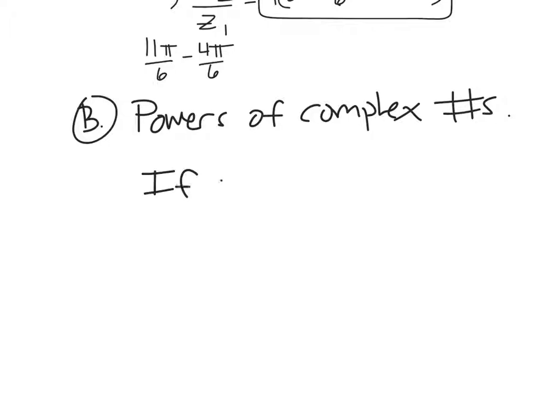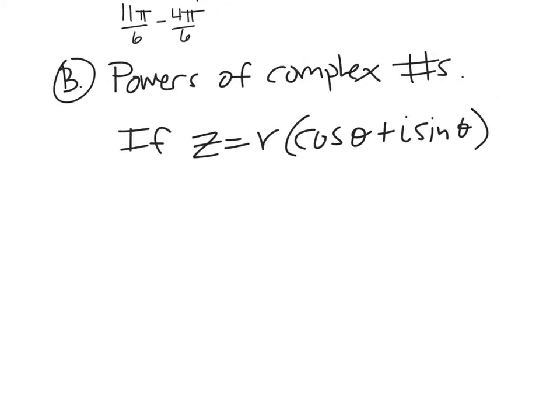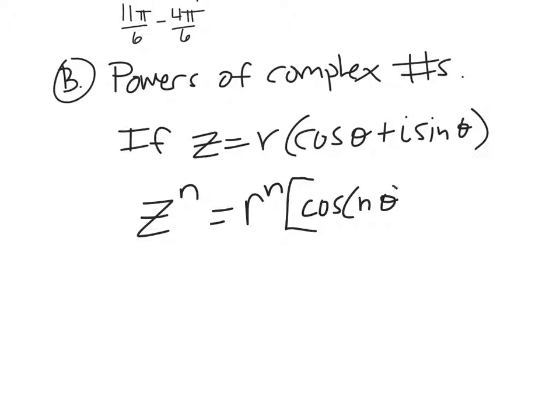If z is equal to r cosine theta plus I sine theta. Okay? So if z is a complex number in polar form, and we wanted to find out what z to the n is, so z to the 4th, z to the 5th, z to the 10th, okay? This is what you're going to do. It's going to look like this. You're going to do r to the n, and then cosine of n times theta plus I sine of n times theta.